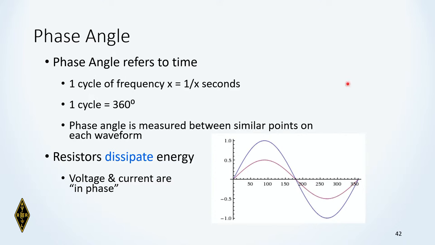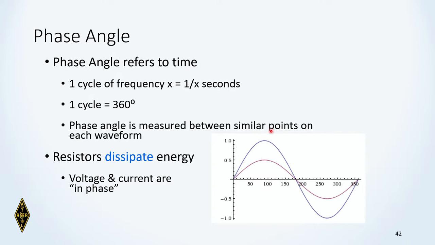Here's a bit more. As I said, phase angle refers to time. One full cycle is 360 degrees. It's measured between two similar points on each waveform. In this case, we've got two waveforms.